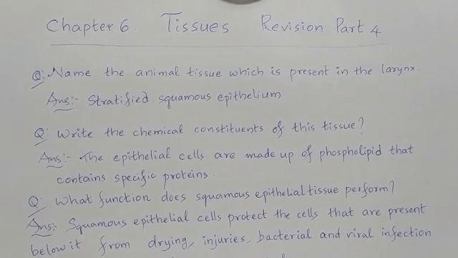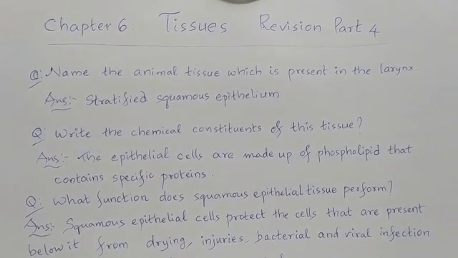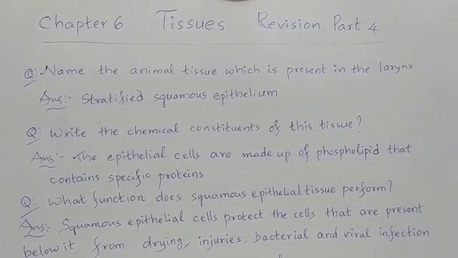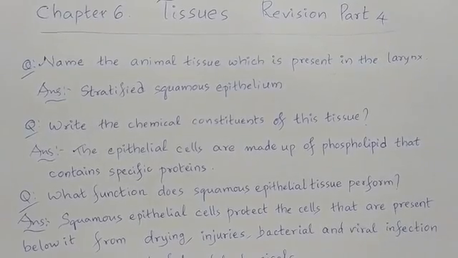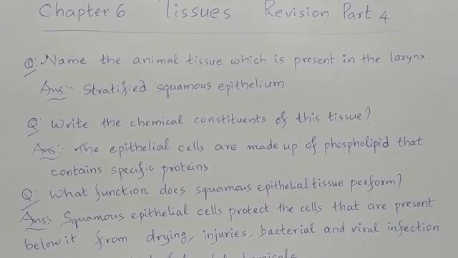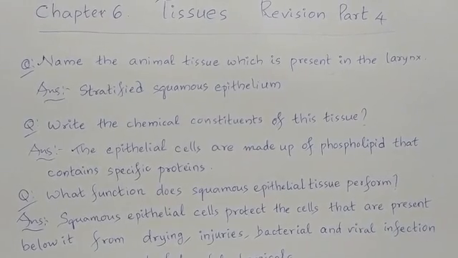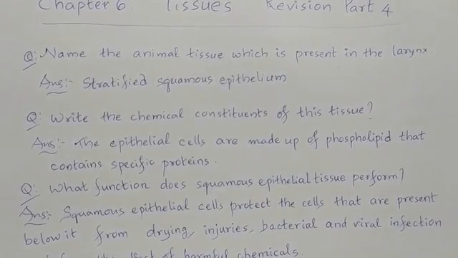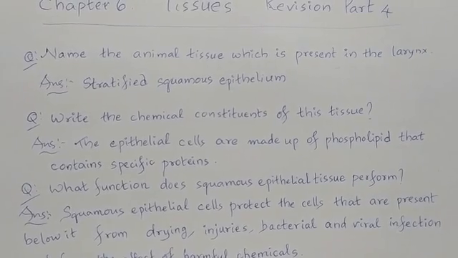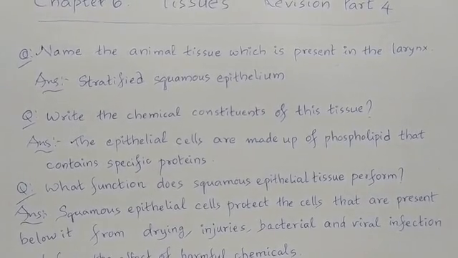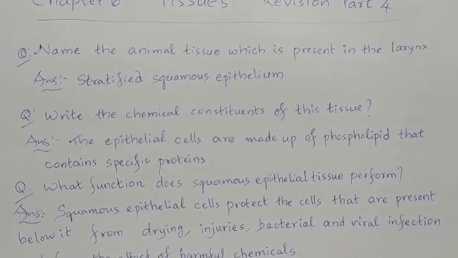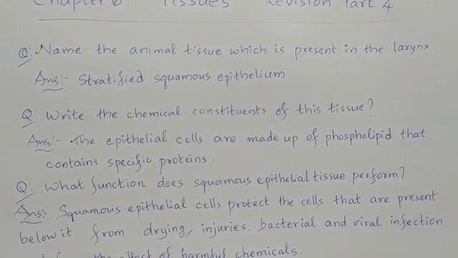Name the animal tissue which is present in the larynx. In the larynx, the tissue that is present is stratified squamous epithelium. Write the chemical constituents of this tissue. Stratified squamous epithelial tissue. The cells of the epithelial tissue are made up of phospholipids that contain specific proteins.